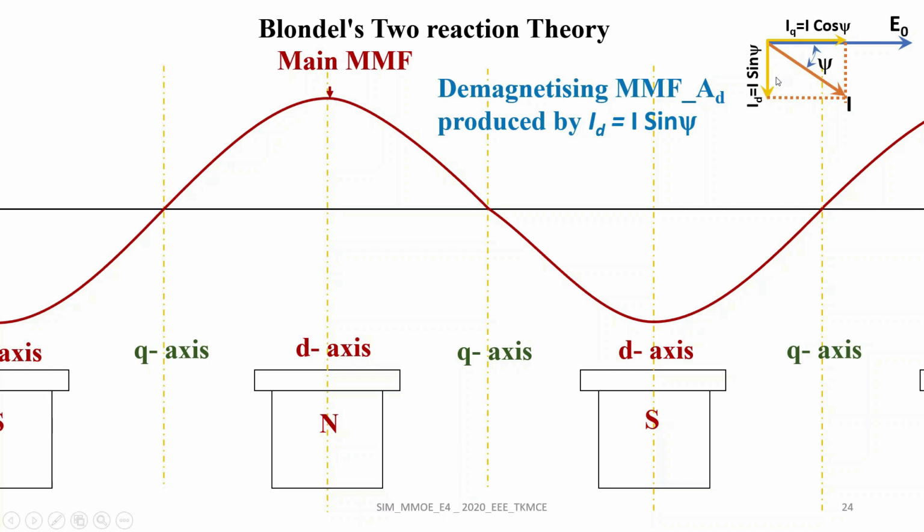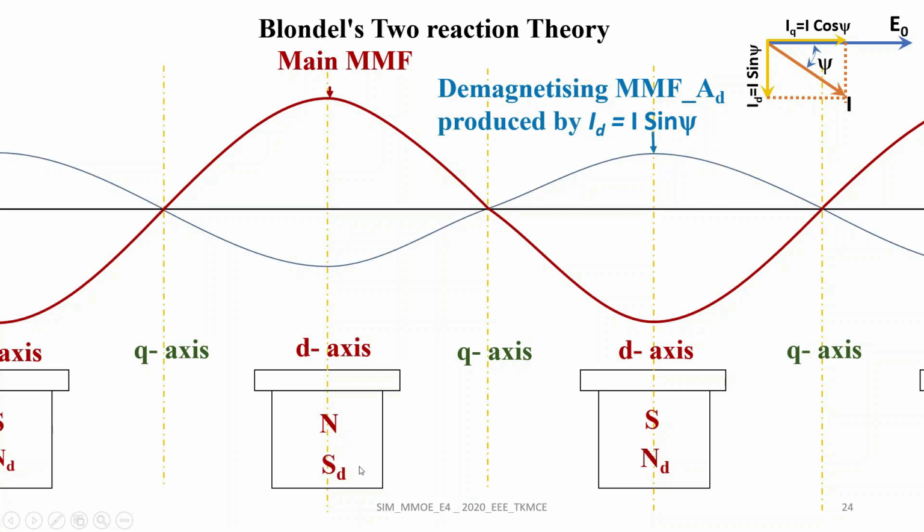The internal power factor of operation when we are considering ID is zero power factor lagging. Under zero power factor lagging, the effect of armature reaction is complete demagnetization. So a demagnetizing MMF is generated due to ID. Here the effect of ID is demagnetization. So under the north pole, SD will come, and under the main south pole, ND will come, due to this demagnetization effect.